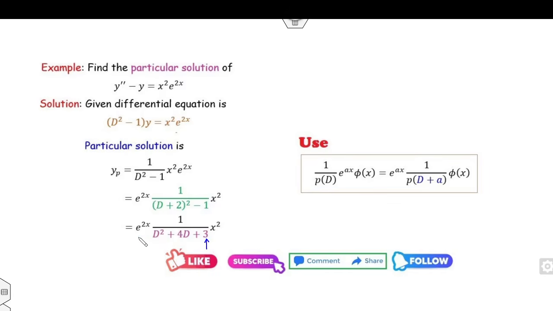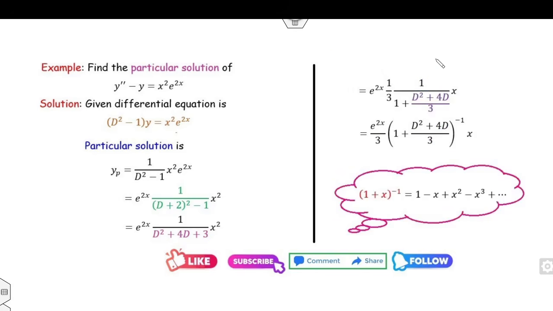If you consider D square as a common, then it will be 4 over D. It's a negative power. So I can take 1 over 3 as a common. E raised to power 2x. I can take 1 over 3 as a common. Then it is 1 plus (D square plus 4D) divided by 3, into x square. I can take this value as a power. It's my minus 1. Now you can write this expansion, how you can write that?